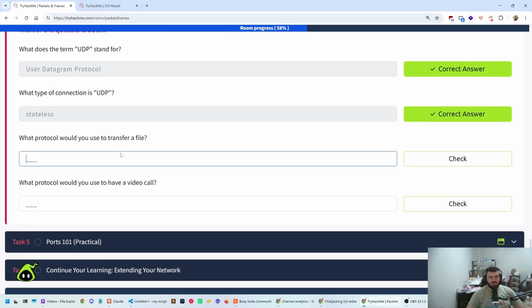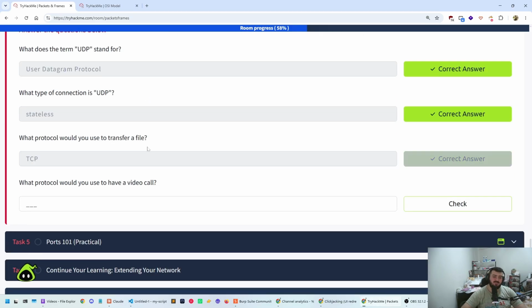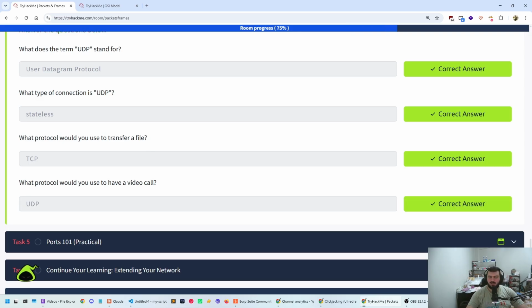What protocol would you use to transfer a file? TCP for sure. To have a video call? That would be UDP. So transfer a file, that you do not want to have half a file. You need to have the full file and make sure you got the file in the correct order so you can reconstruct it correctly. TCP is perfect for that. And then video call, you do not care if the video call just starts lagging a bit or you miss some words. So that's why you want to have UDP.